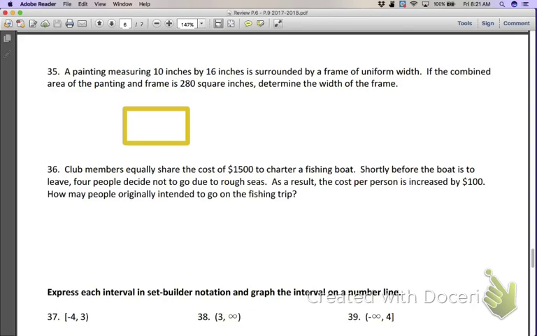We're going to put a frame around it that's uniform. So it is 10 by 16. The whole thing, if it's uniform, that means from here to here is X, there's X, and it's X all the way around, basically at every corner.